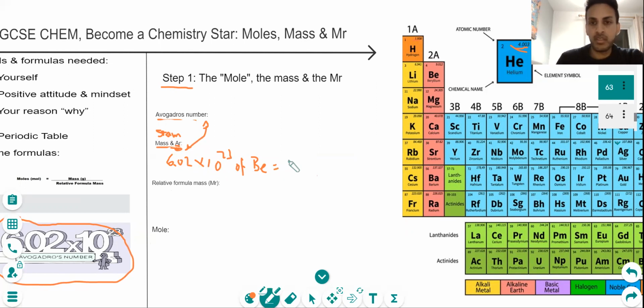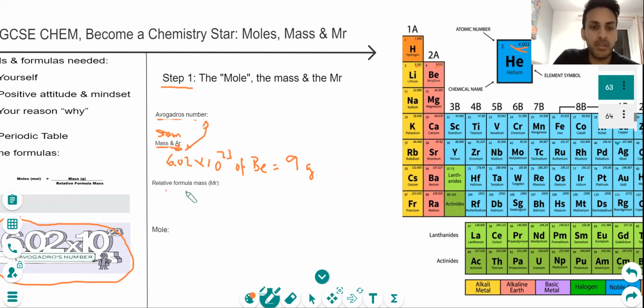Beryllium will be about 9 grams. Okay, and the same for lithium. 6.02 times 10 to the power 23 atoms of lithium will be around 6.9 grams, or you can round that up to 7.